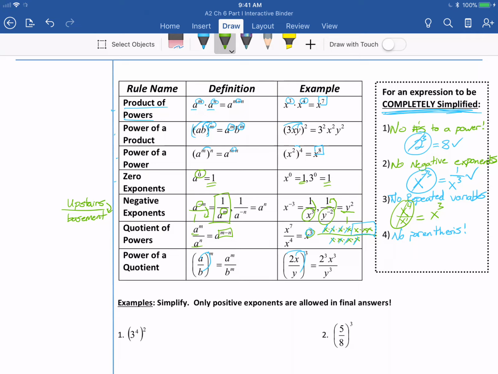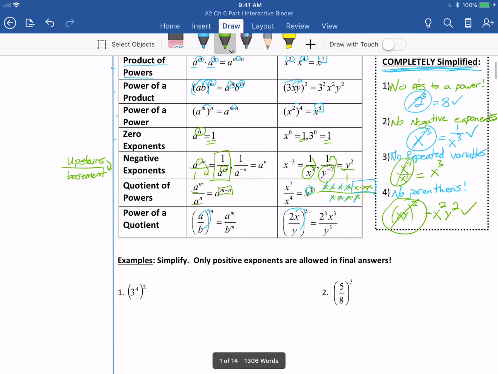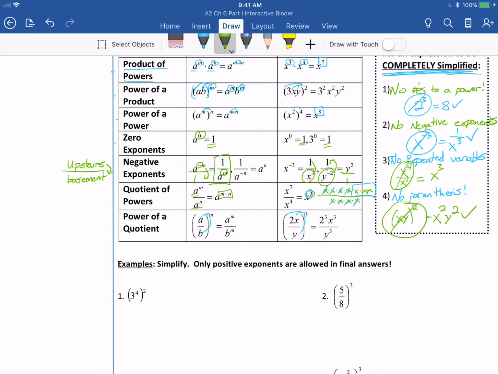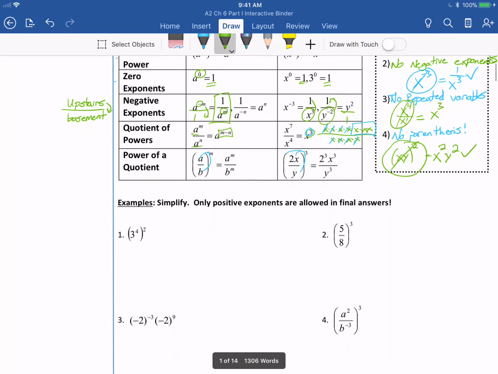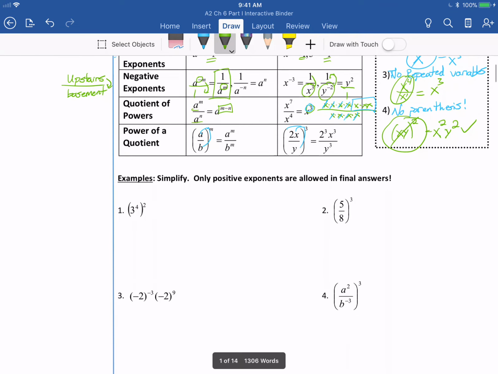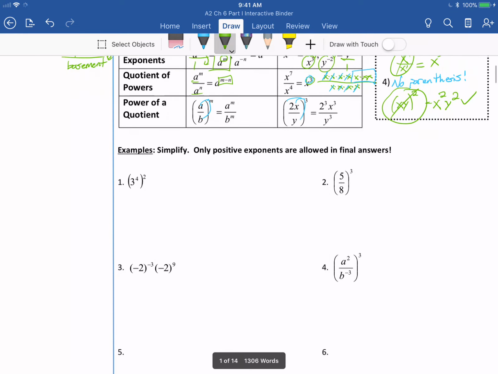All right, and no parentheses. Let's say we have xy to the 2nd power. You can't keep this in your answer. You need to make that as x squared, y squared. All right. That's what you need to make that into. Awesome. So that's just a couple of those things. Can't have any numbers to a power, can't have any negative exponents, and you can't have any repeated variables or parentheses. Awesome. So let's keep on rolling here with some examples.